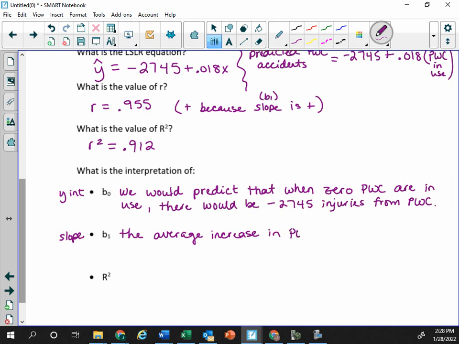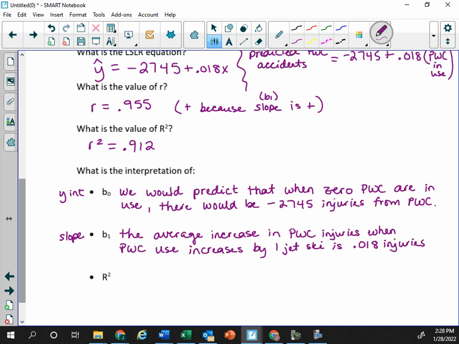So the average increase in personal watercraft injuries or accidents, whatever you want to say here, when personal watercraft use increases by 1 jet ski is 0.018 injuries or accidents. Jot it down and then I'll explain.